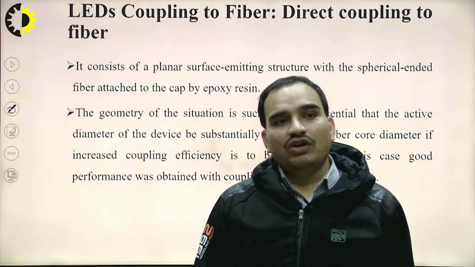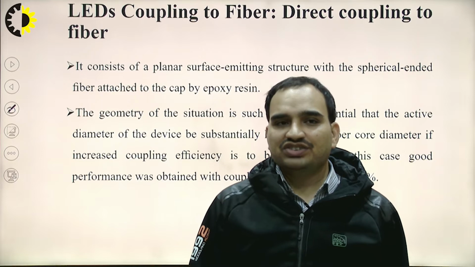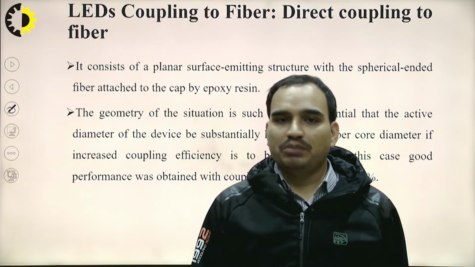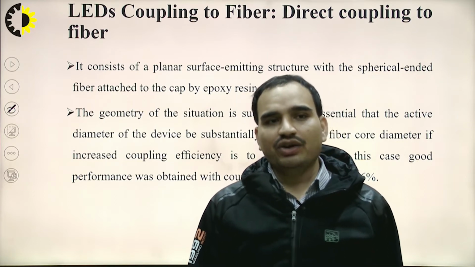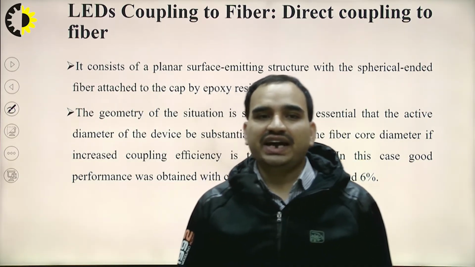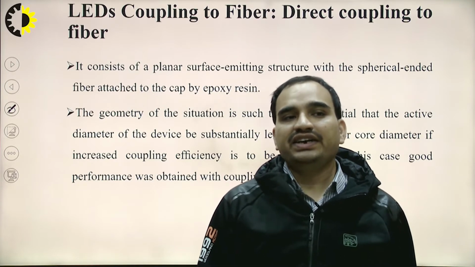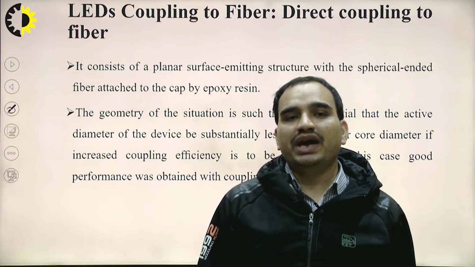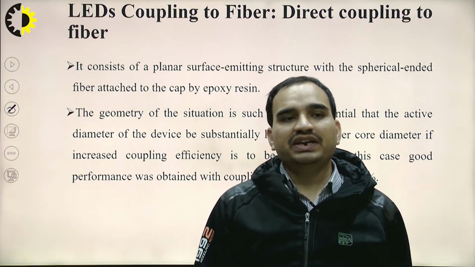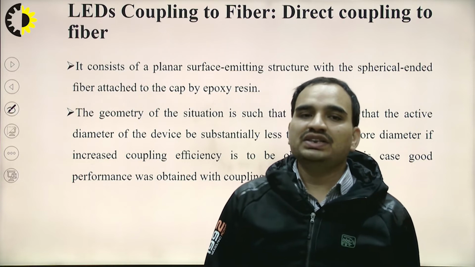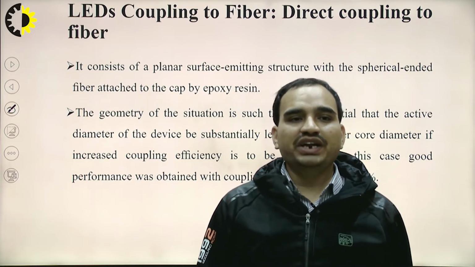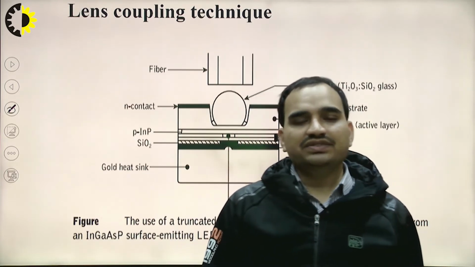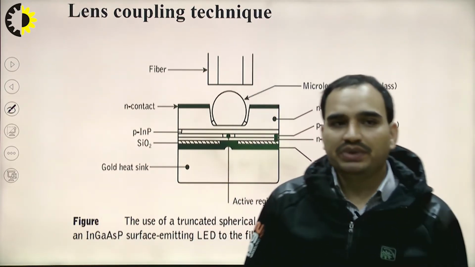It consists of a planar surface emitting structure with a spherical ended fiber attached by a cap of epoxy resin. The geometry of this situation is such that it is essential that the active diameter of the device be substantially less than the fiber core diameter. If increased coupling efficiency is to be obtained, in this case good performance was obtained with coupling efficiency around 6%. As we can see in the figure, we have a lens coupling technique.